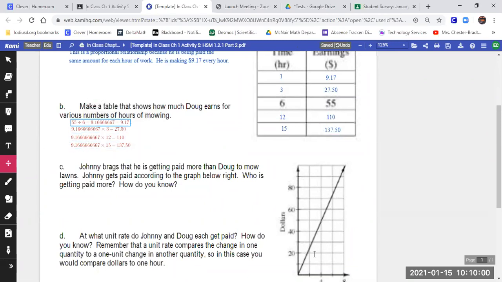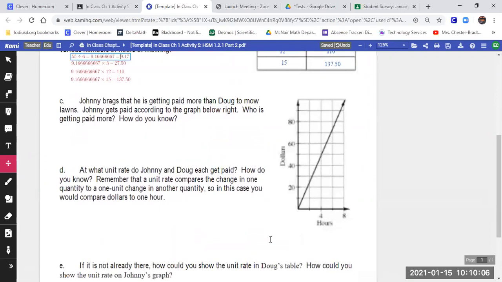So when you do your calculations, you need to be using the exact numbers, not the rounded numbers. That's why you leave it in the calculator. So let's ask again. Is Johnny's relationship also proportional? How do we know?